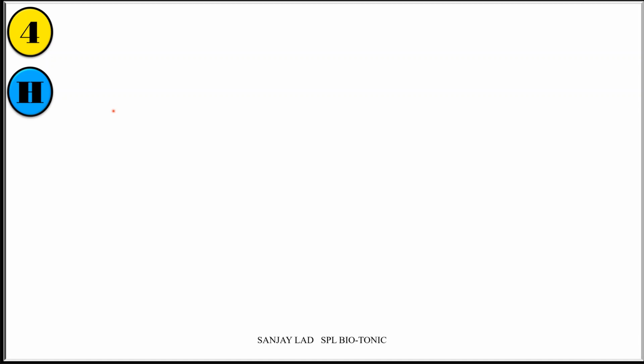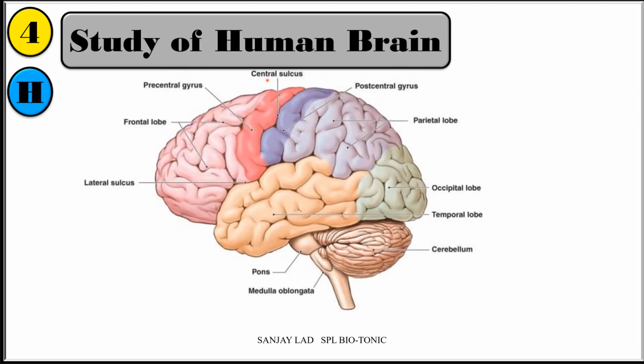Question 4H is a model of brain which shows the various parts of forebrain, such as frontal lobe, parietal lobe, occipital lobe, and temporal lobe. This model also shows the parts of hindbrain, such as cerebellum, pons varolii, and medulla oblongata. Here, the midbrain is totally covered by cerebrum in this view.